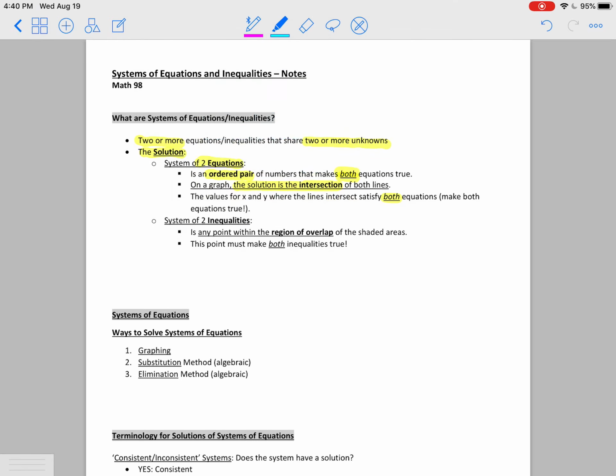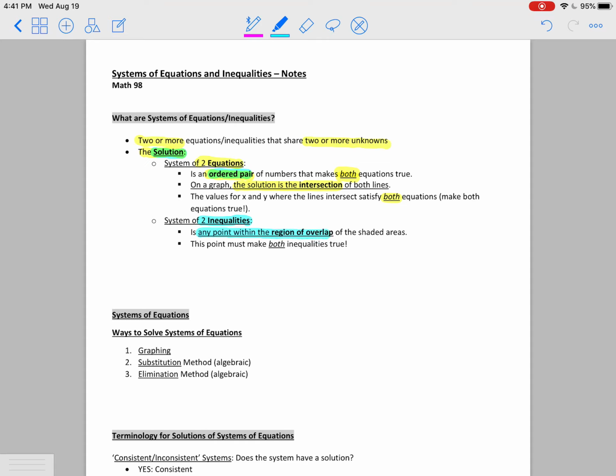Now, systems of inequalities are basically just the same as a system of equations. It's just that systems of inequalities, of course, have inequality signs rather than equal signs. We will be talking more about systems of inequalities in another video. I'm going to be concentrating on systems of equations in this video. But I wanted to point out the difference here in terms of the solution to both of these. We just got through saying the solution to a system of two equations is an ordered pair. The solution to a system of two inequalities is any point within a region of overlap.